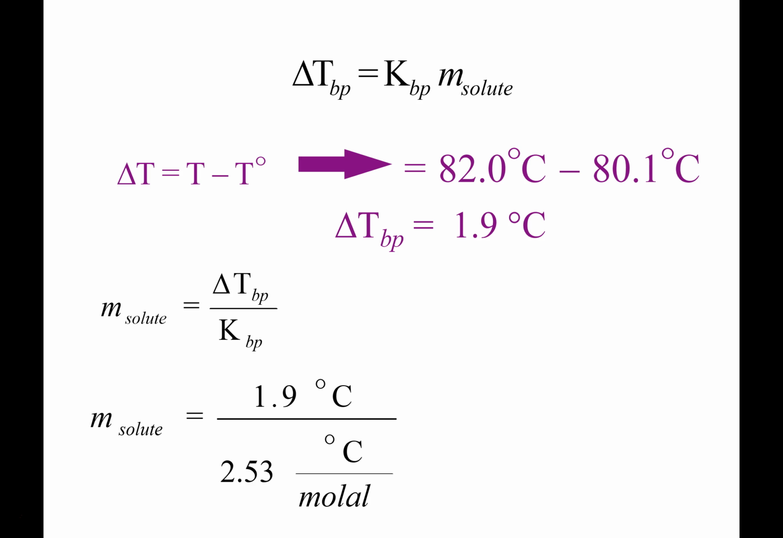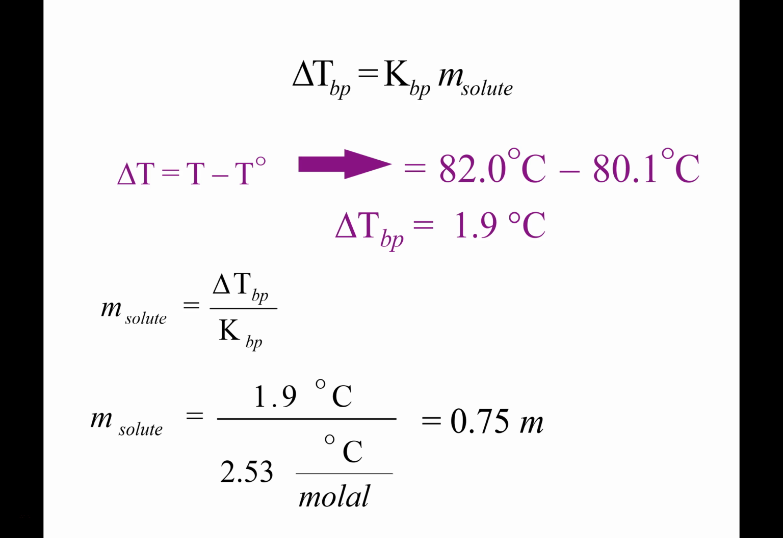So plugging in, a little anticlimactic, we put our 1.9 degrees Celsius, always use units even for plugging and chugging here. 1.9 degrees Celsius in the top. The boiling point elevation constant is 2.53, and units of these elevation or depression constants are degrees Celsius per molal. So our units of degrees Celsius cancel. We have units of molal in the denominator of the denominator, and that gives us units of molal. We round to two significant figures, and I get 0.75 molal. Again, I don't care what the solute is, it's a colligative property.